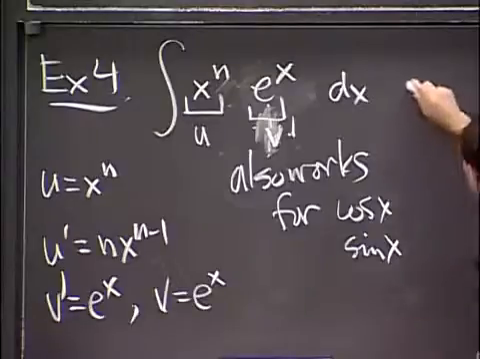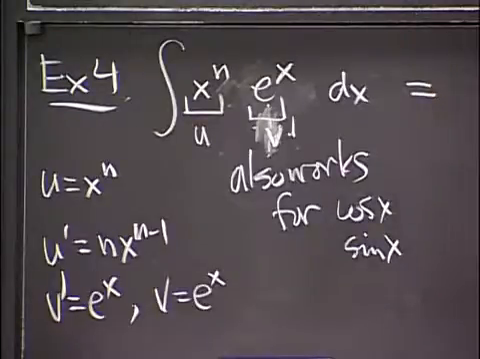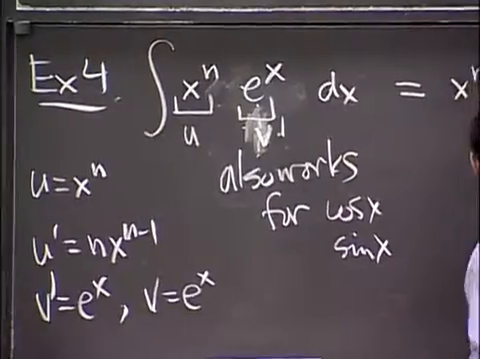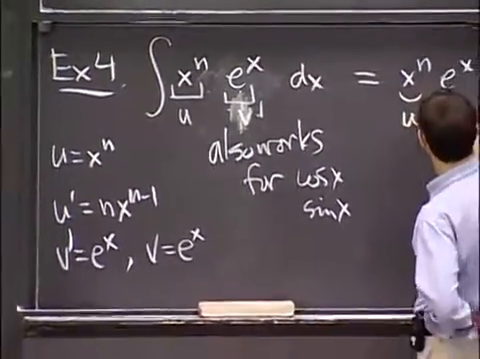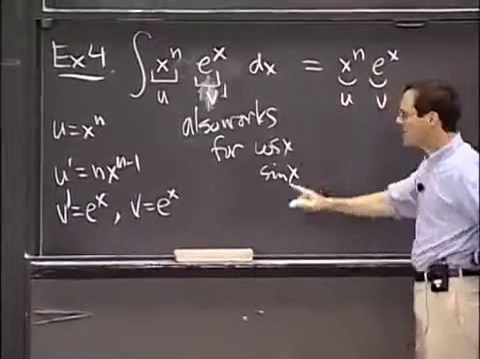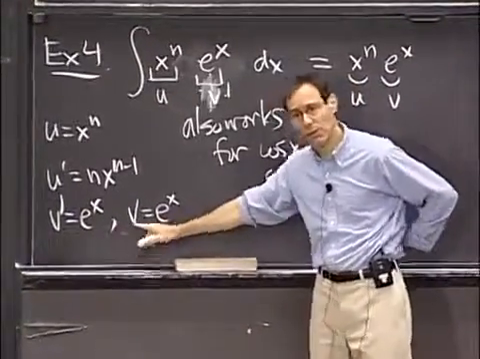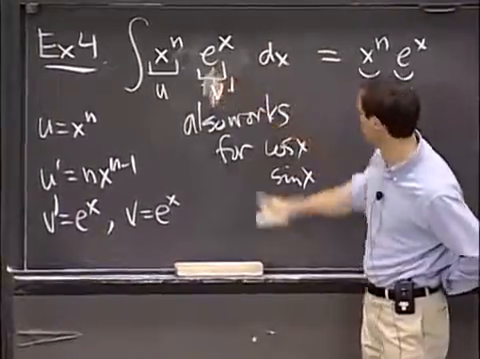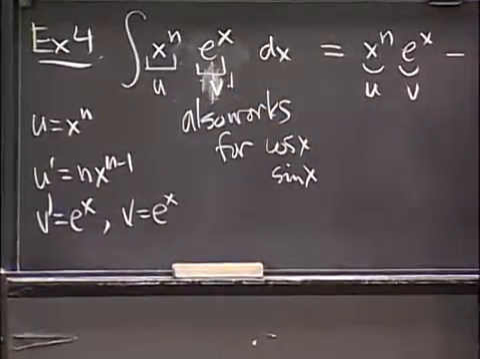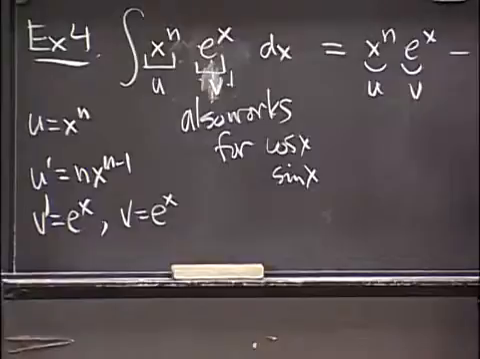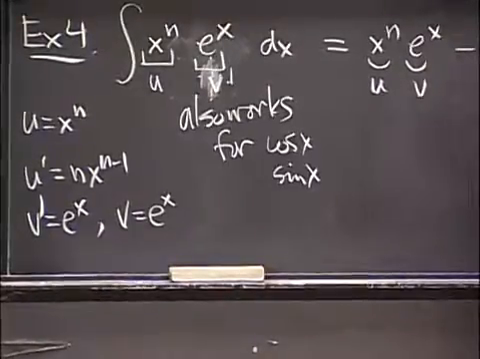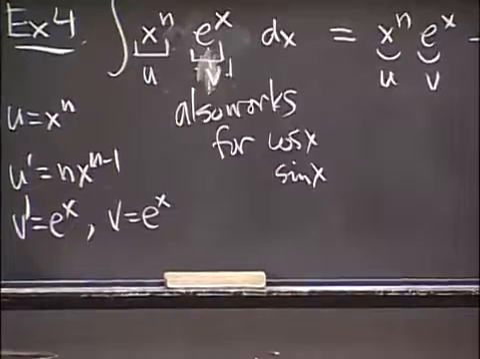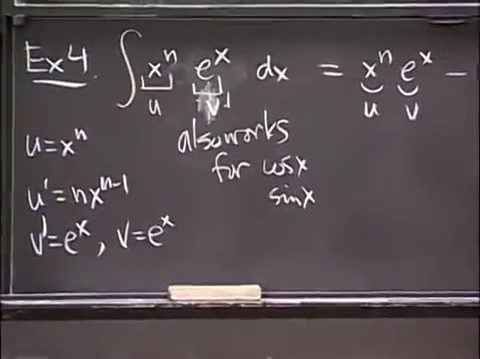All right? So now I have u and v prime, and now I get x to the n, e to the x. This again is u, and this is v prime. So it happens that v is equal to v prime, so it's a little confusing here. But this is the one we're calling v prime. And here's v. And now minus the integral, and I have here n x to the n minus 1, and I have here e to the x. So this is u prime, and this is v dx.